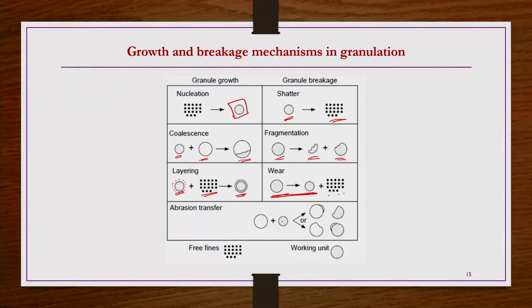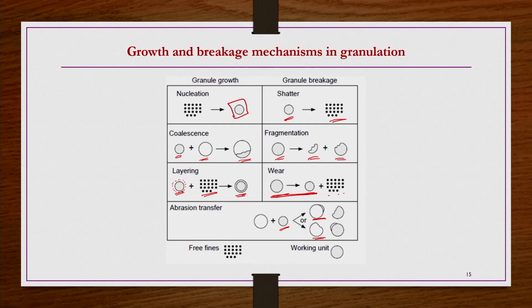Some of the material of this smaller granule may transfer to the bigger granule or attach to the bigger granule, and then a further bigger granule may form because of the abrasion. Otherwise, some of the material from the bigger granule may come and attach to the smaller granule because of the abrasion, and then an intermediate size particle may form like this.